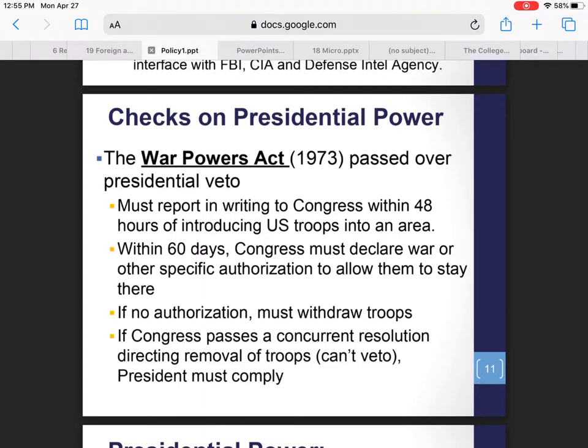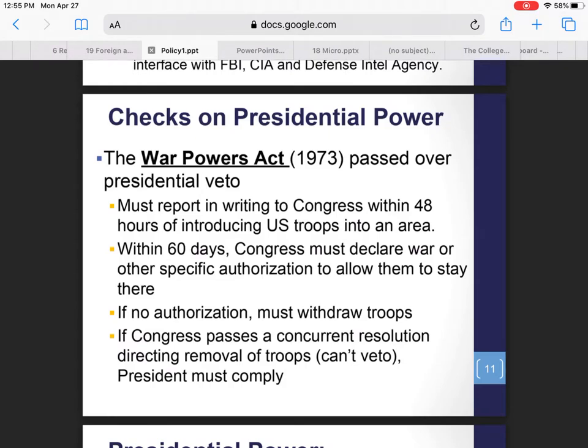They either have to declare war on the country where the president has sent troops, or they must issue authorization to allow those troops to stay there. So just basically give them permission to stay put wherever they're supposed to be. So let's say President Trump decides to send troops to, let's say, Ecuador, because there's a big outbreak of the coronavirus in Ecuador. And he could send troops there for 2 months.